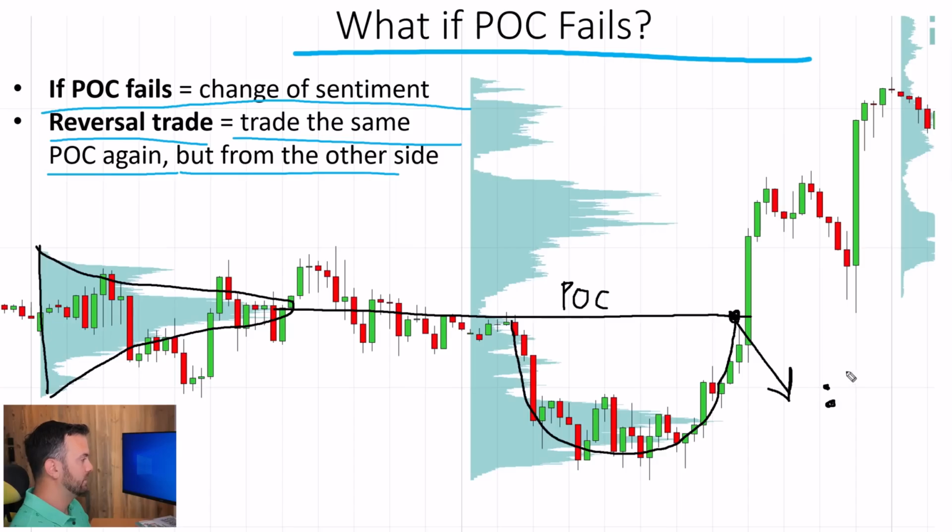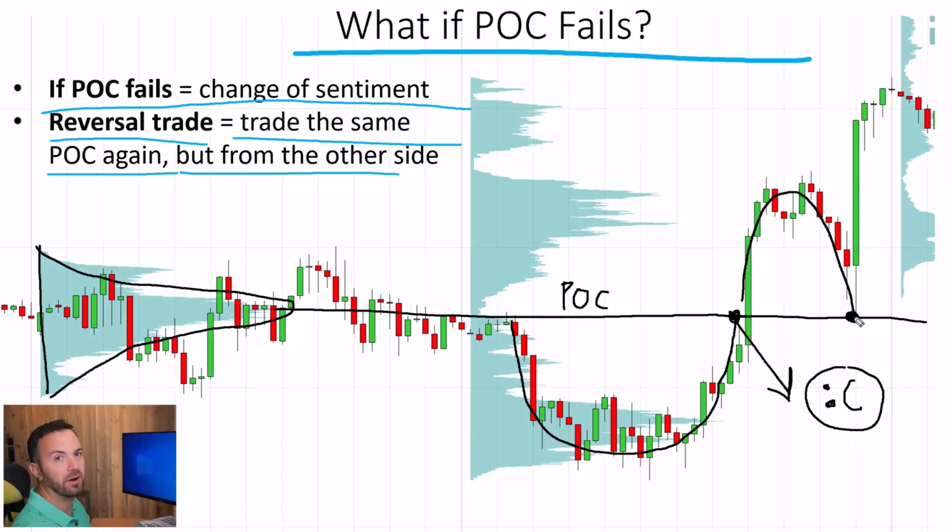As you can see, it is a losing trade. So the point of control failed. The price shot past that level. Now, what comes into play is the reversal trade. You extend this line a bit, wait for the pullback, and at the same level, the same point of control, you enter a reversal trade, which in this case is a long.